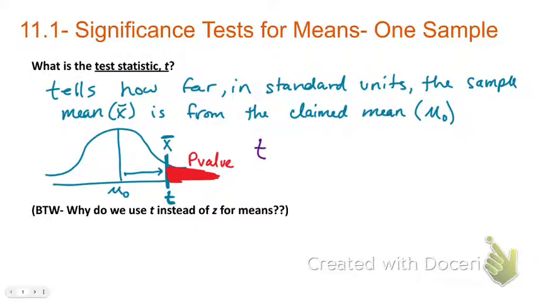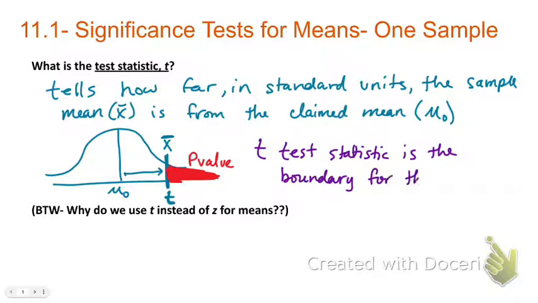So the T-test statistic is the boundary for the p-value.